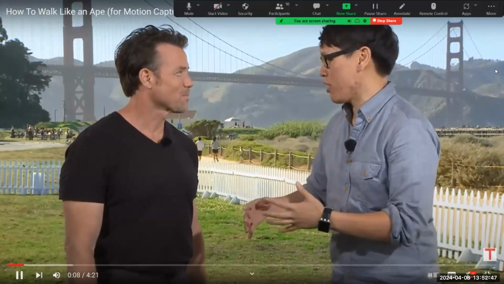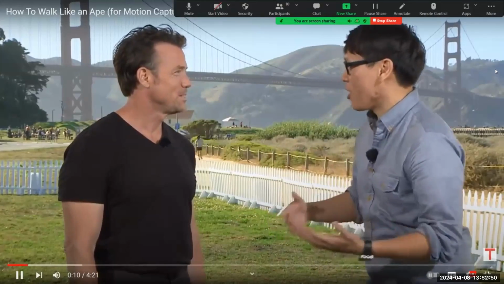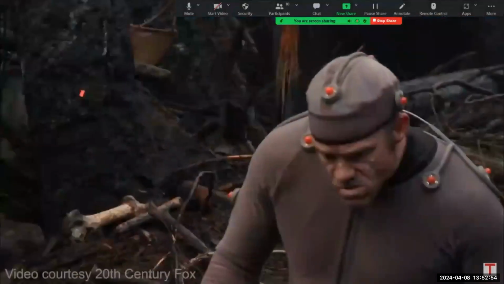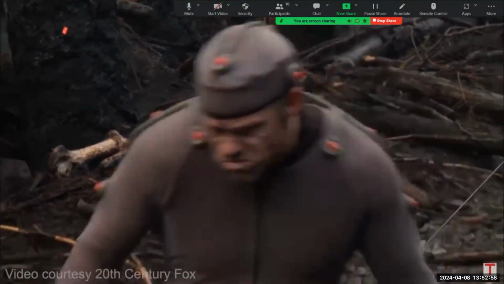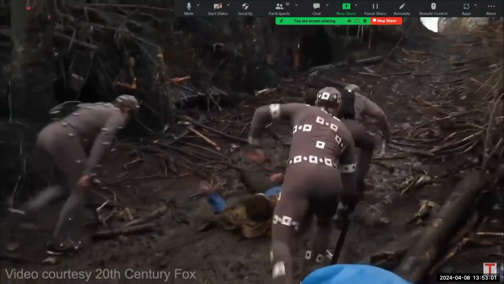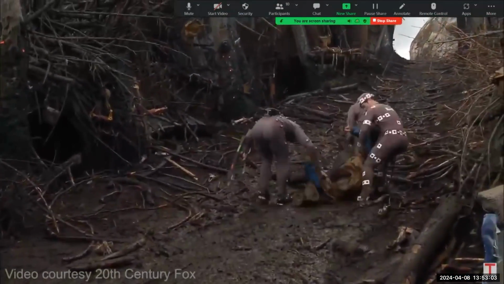You are the choreographer, the stunt coordinator, the guy who teaches all the other actors how to be an ape. And you're in the movie. Yeah, I play Rocket in the film as well. It's a lot of performance hats, but it was fun. It was a lot of work. We really tried to make something special, and I hope the audience likes it.